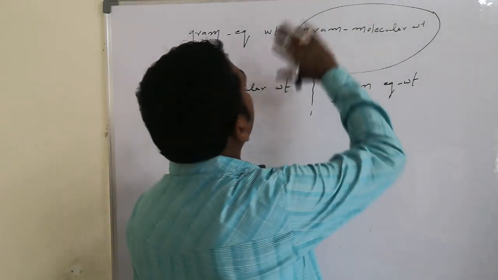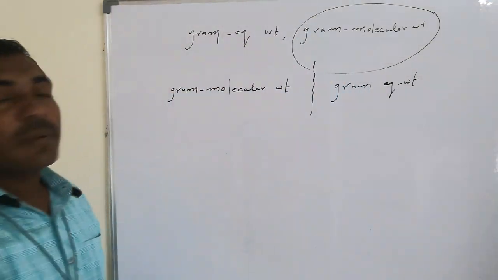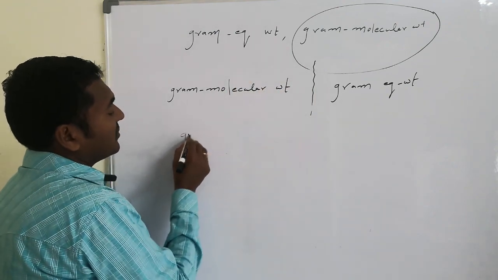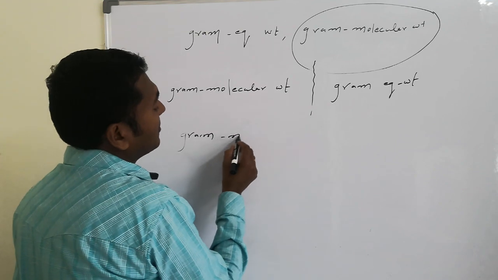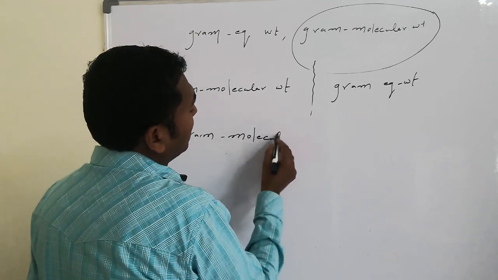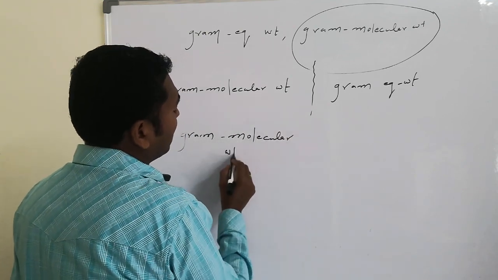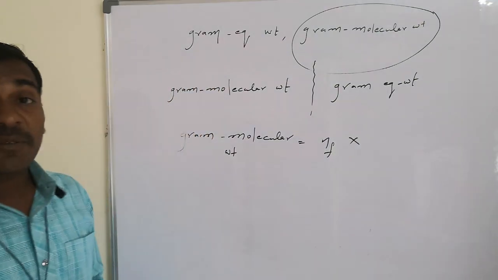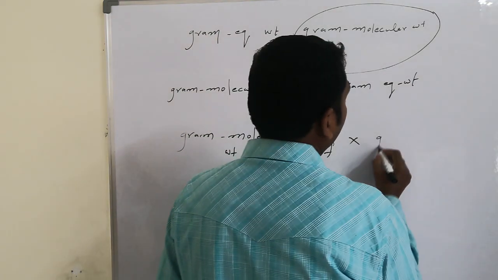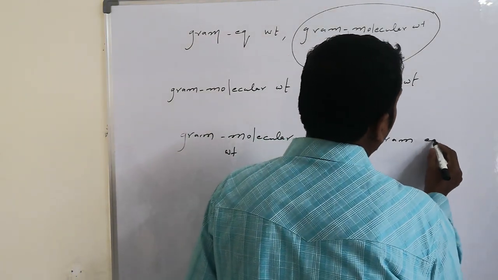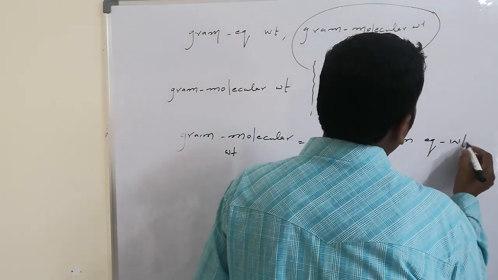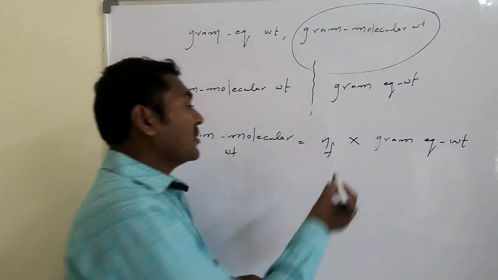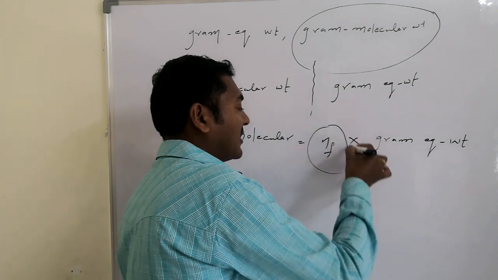They are related with a relation, that is, the gram molecular weight will be equal to n factor times the gram equivalent weight. So this gram molecular weight will be equal to some multiple. That multiple is known as n factor times the gram equivalent weight. N factor times what? Gram equivalent weight.